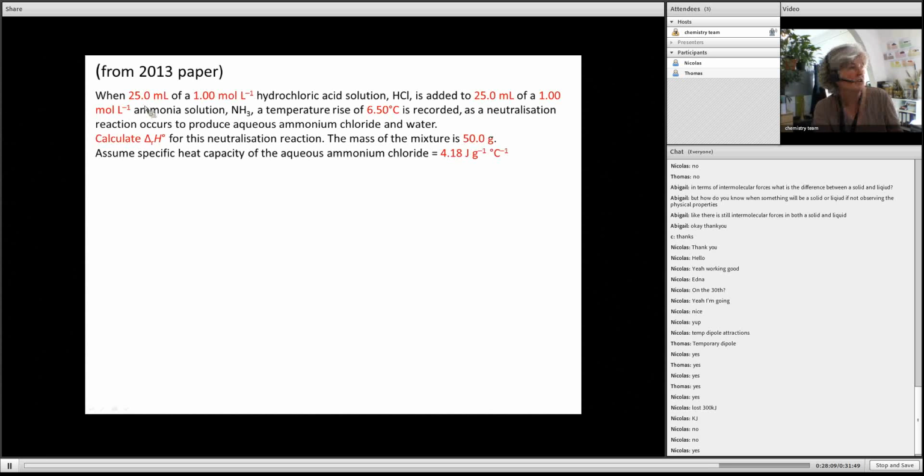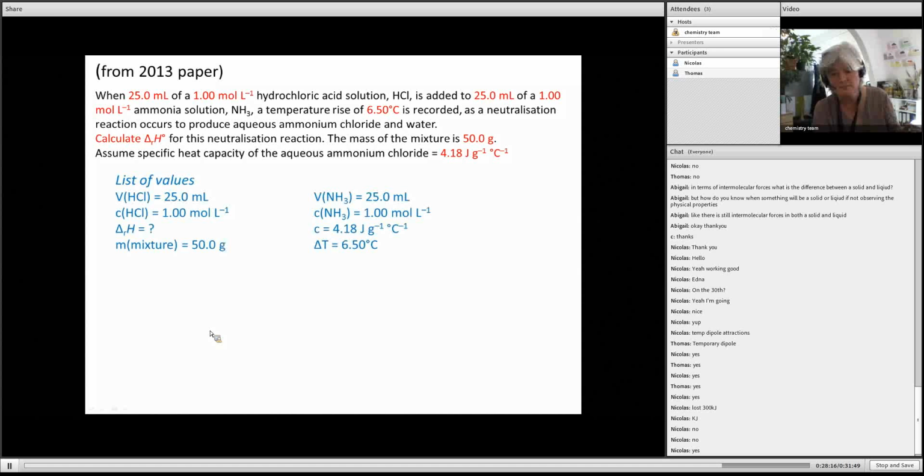So here again you highlight, underline all the different values, list them down. It's always a good thing because that just triggers your mind what sort of equations to use and so on. Now notice I've got 25 mils mixed together with 25 mils. So notice I've got my m of the mixture being 50.0 grams. It's 25.0 plus 25.0.